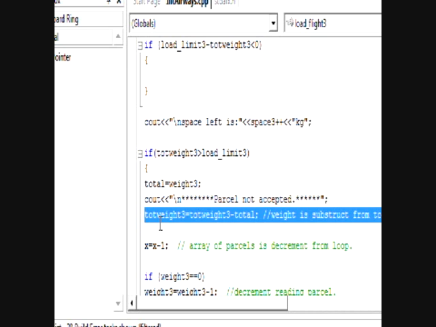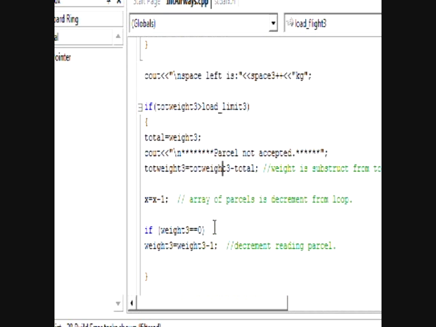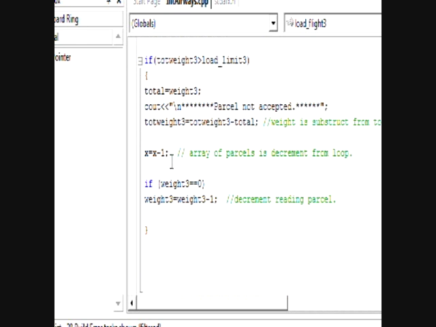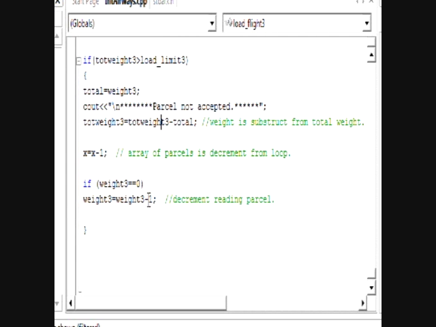And then the total weight is equal to total weight take away the total, because there is no space left over, so we take it out. We decrement x by 1, so we take out that array and the last parcel from the loop, and then we say if the weight of that parcel is equal to 0, then weight is equal to total weight plus that. We decrement that weight.